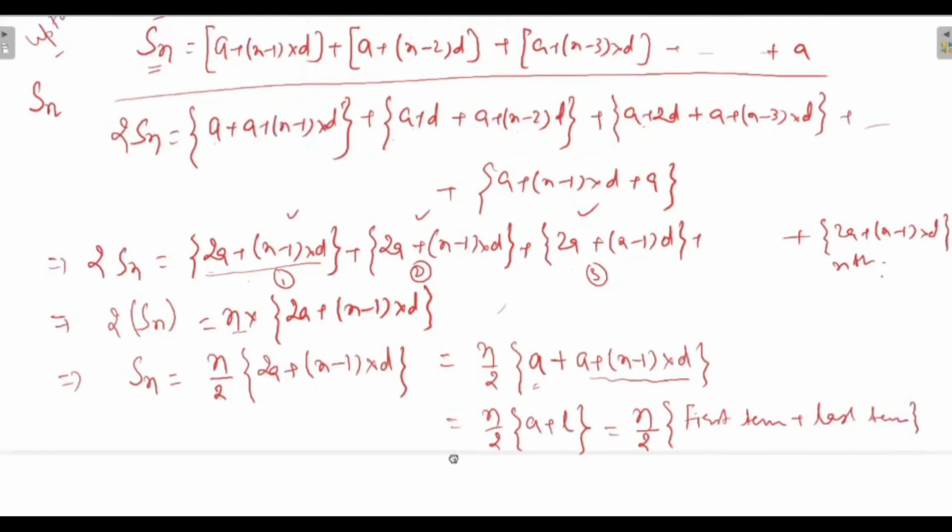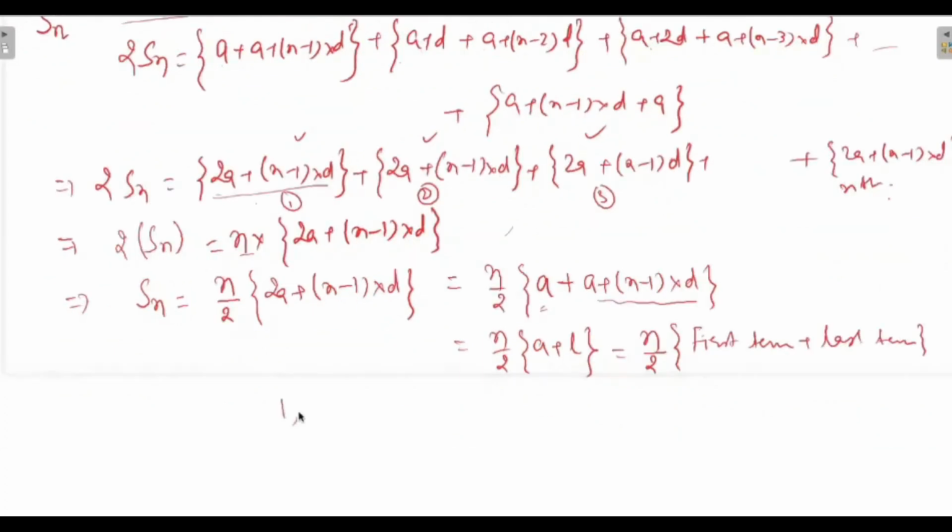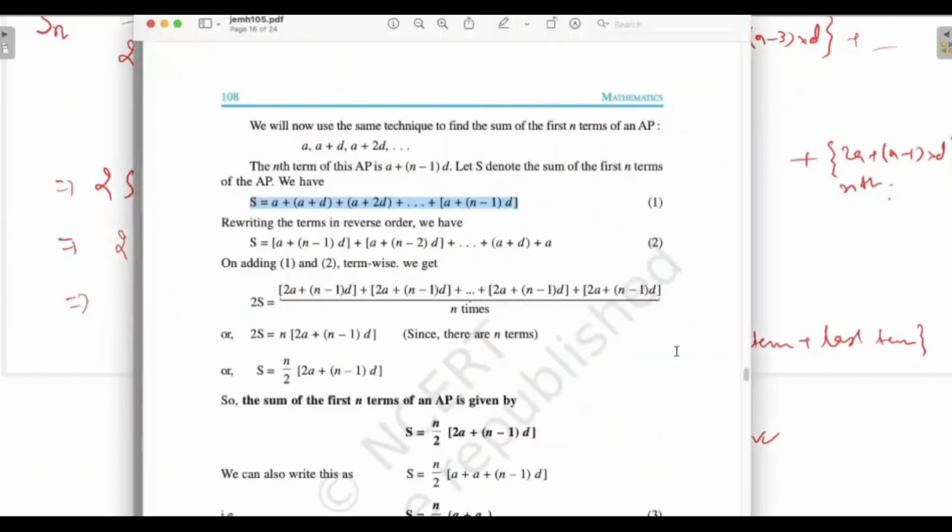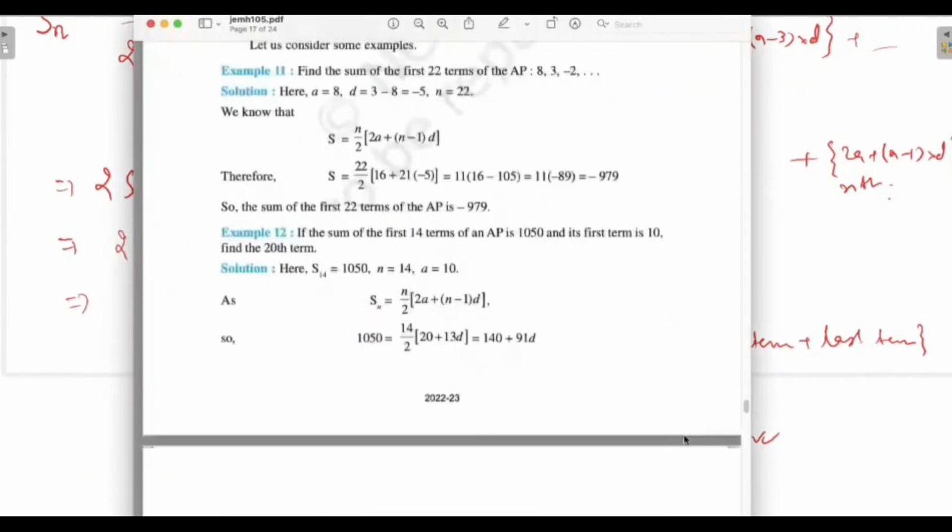So for the example which we just had, 1, 2, 3, 4, 5, I can just find the sum by n by 2. n is 5 here. So 5 by 2. First term is 1, last term is 5. So 1 plus 5 is 6. So 5 into 6 by 2 again. As you can see, this is 15. So this is also another form of writing: n by 2 into first term plus last term. Alright, okay, let's see if we can do the exercise now.